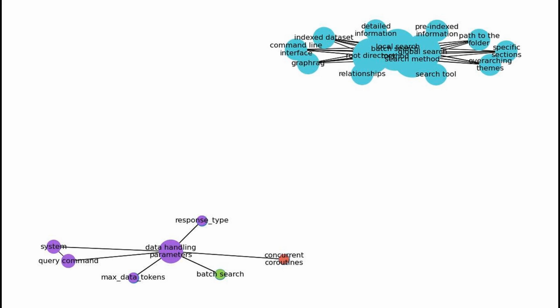These configurations contribute to the overall functionality of the batch search by ensuring that queries are targeted effectively, whether for broad themes or specific detail. This flexibility helps users obtain meaningful and relevant responses from the graph, enhancing the overall efficiency of the retrieval process.